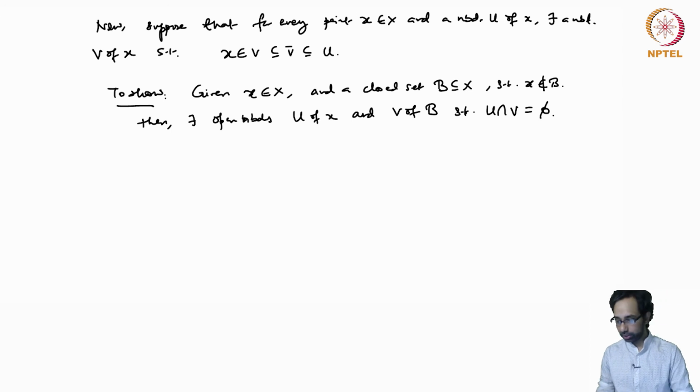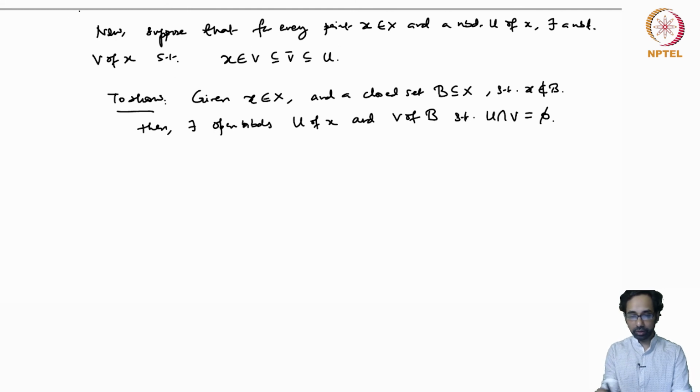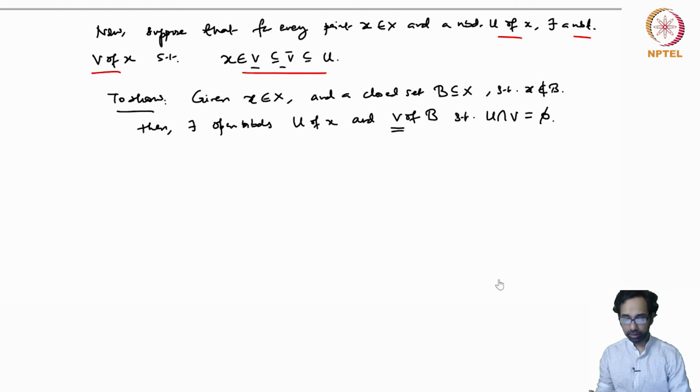So let's try to show this. This is the regularity property, and we will use the fact that for every point and given a neighborhood U of that point, there exists a neighborhood V of that point such that its closure is a subset of U. So how do we find the neighborhoods U of X and V of B which are disjoint? Just to avoid confusion later on, let me denote these open neighborhoods U1 and V1 instead of U and V. So we have to find open neighborhoods U1 of X and V1 of B such that they are disjoint.